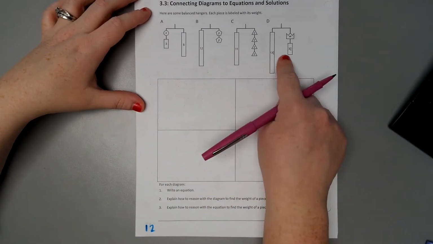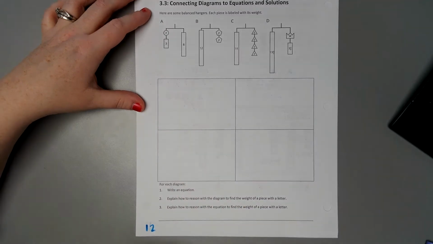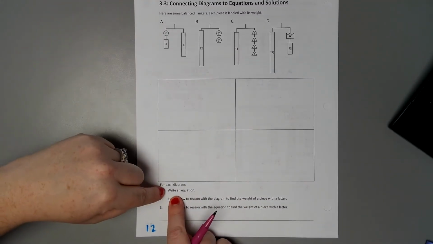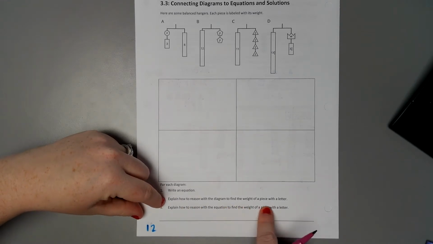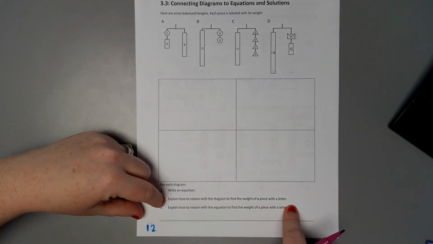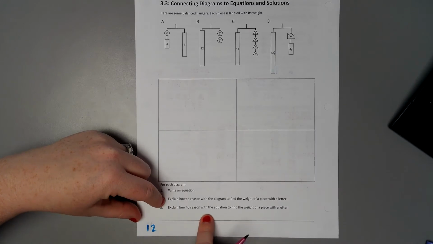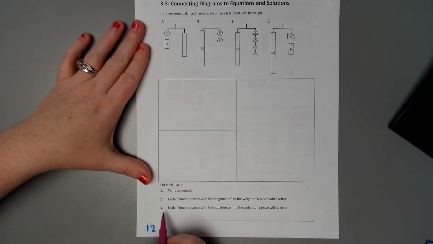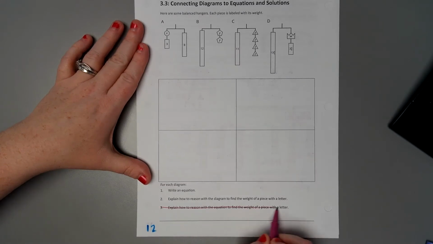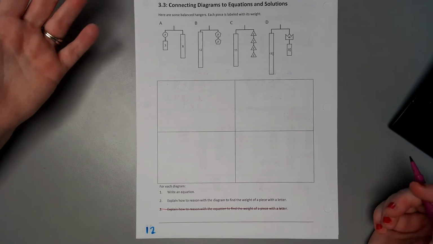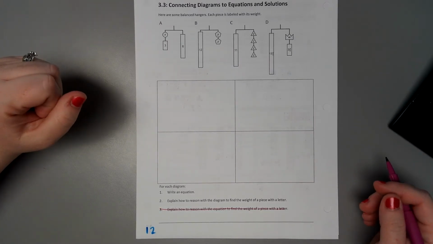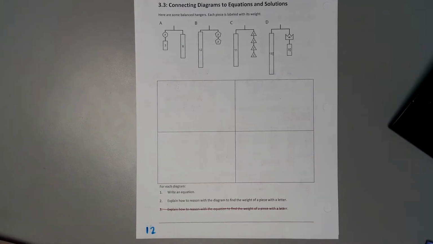So we have 4 hangers. We have 4 boxes. We need to write an equation for each one. Explain how to reason with the diagram to find the weight of a piece with the letter. Explain how to reason with the equation to find the... I think I copied that down twice. Let's cross that off. Okay, so we have to write the equation, and then we have to reason on how to find the weight of the letter.